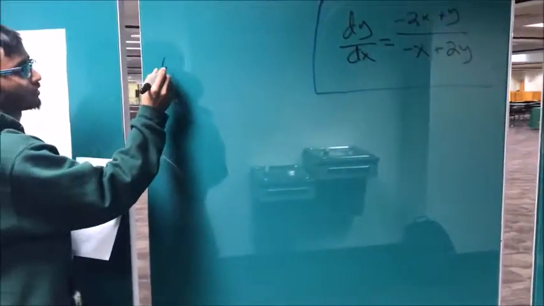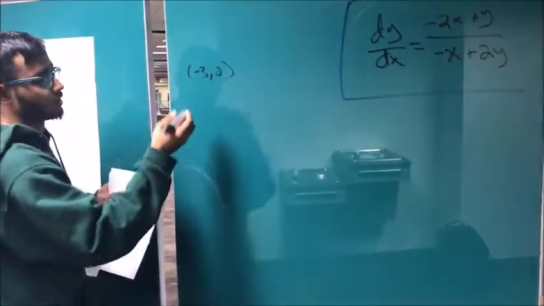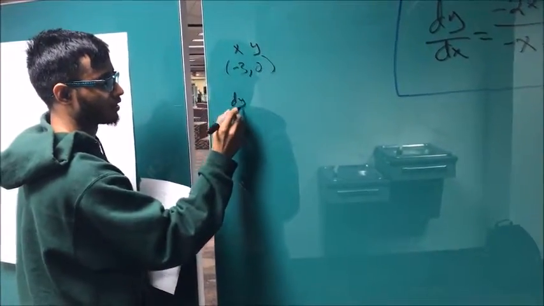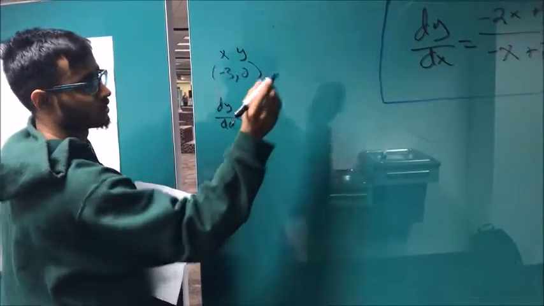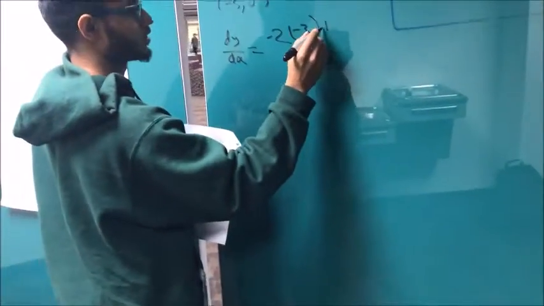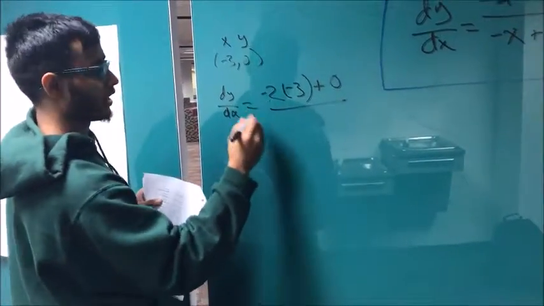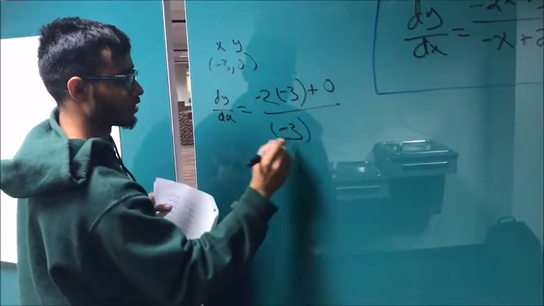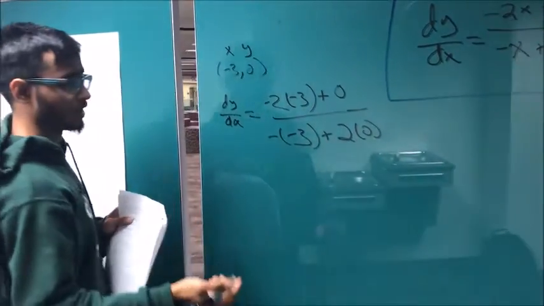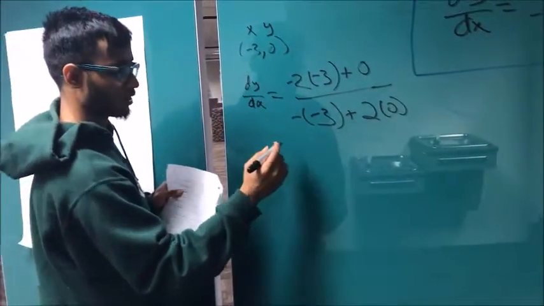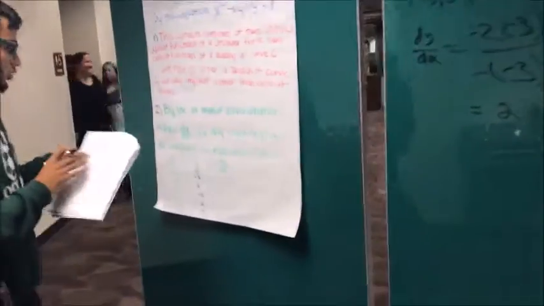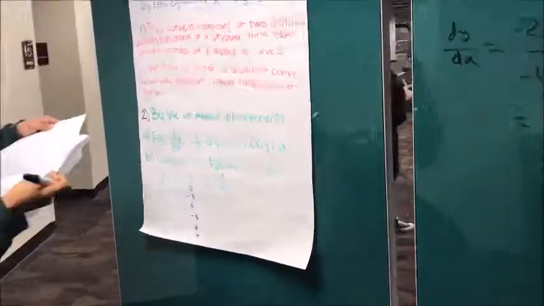So first we have negative 3, 0. So this is the x and this is the y, right? So dy/dx equals negative 2x, in this case negative 3, and y in this case is 0, all over x, which is negative 3, plus 2y, which is 0. You could do it by calculator, or you could do it by hand, but we already solved this. This is equal to 2. So we're going to go back to our chart, and this is just going to be 2.